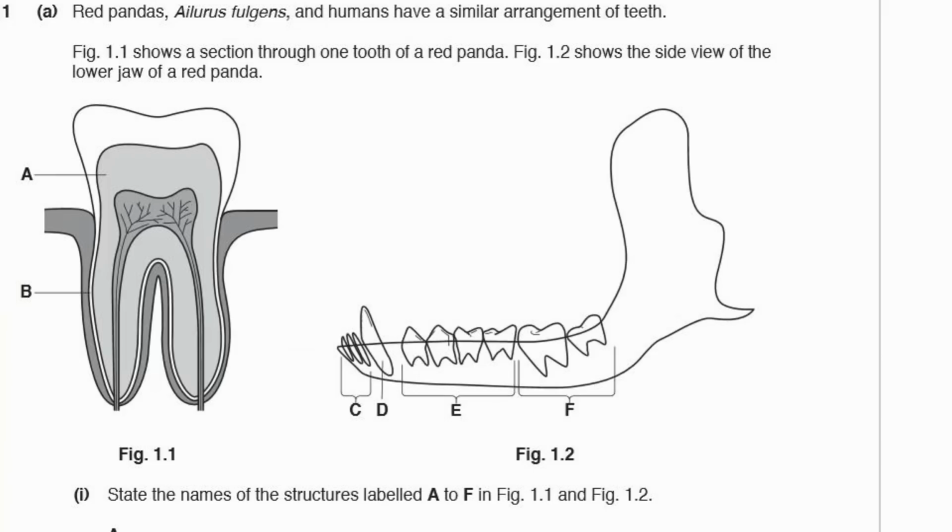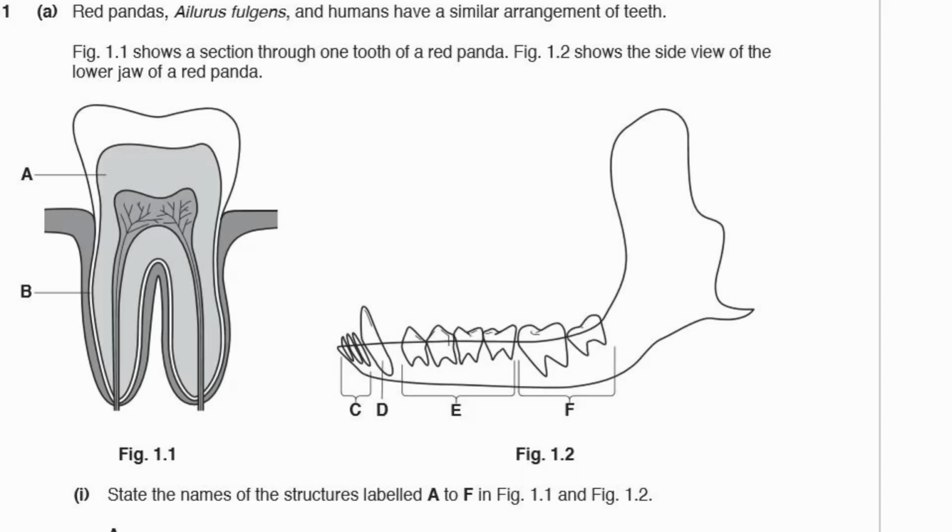Question 1A. Red pandas, Ailurus fulgens, and humans have a similar arrangement of teeth. Figure 1.1 shows a section through one tooth of a red panda. Figure 1.2 shows the side view of the lower jaw of a red panda. So we have figure 1.1 with a tooth and figure 1.2 with a jaw. 1. State the names of the structures labeled A to F in figures 1.1 and 1.2.